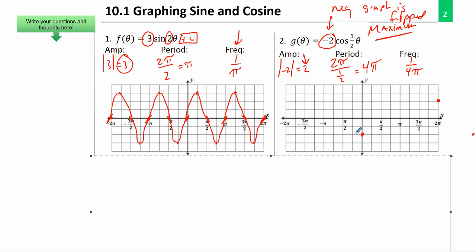Okay? So that means over here, again, 4 pi is way over here, but 2 pi is going to be a maximum because it has to be in the middle. If one's a min, then the other one has to be a max. Now, halfway between those, that's where our zeros are. And then there we go. We got a graph. Boom.